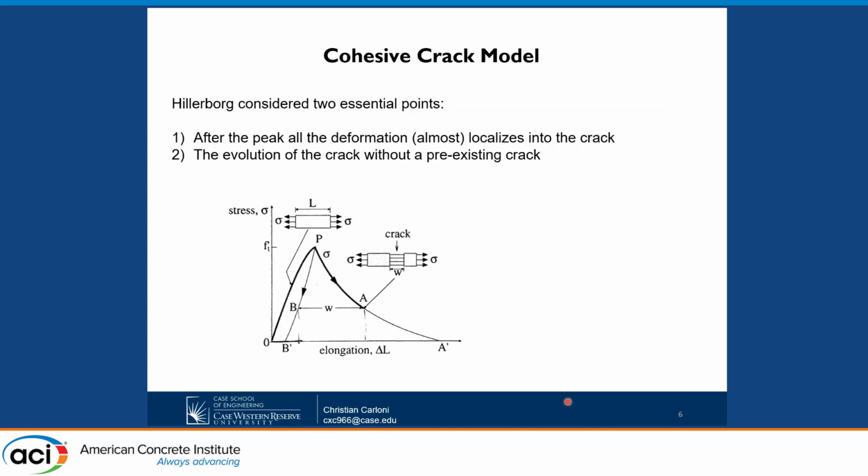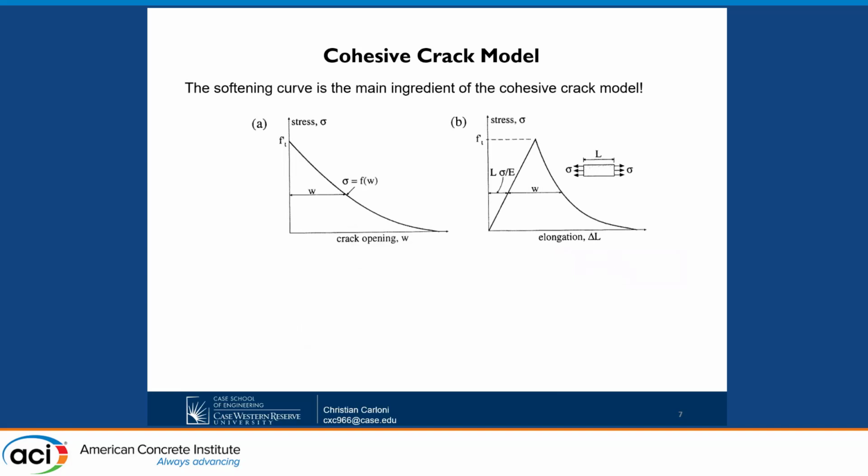So the way to model that is very simple. You say concrete is going to go linear up to the tensile strength, f'_t, and then it's going to have a softening part, okay? And the softening part will give you basically how much the concrete can open before really there is a physical separation between the two faces of the crack. And it's pretty simple to model that. And the ingredient is, again, that softening part, okay? So that basically the opening of the crack, as you can still transfer some stress.